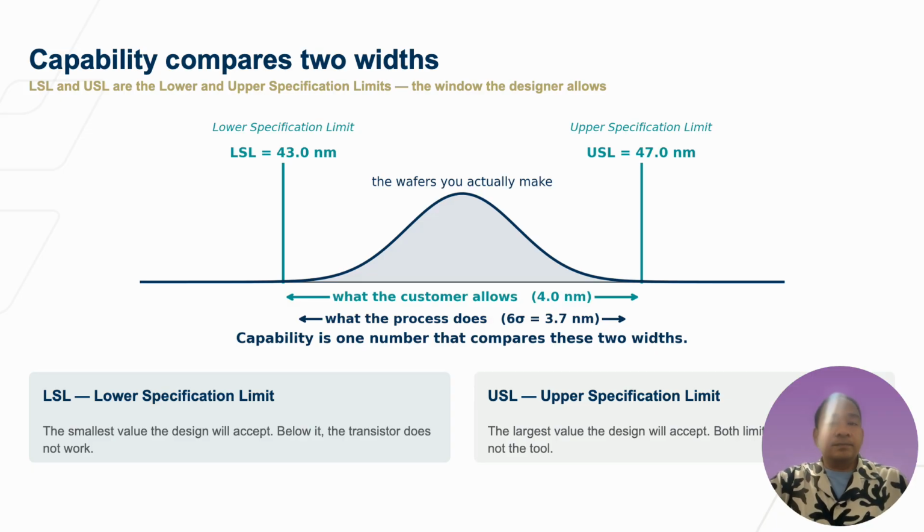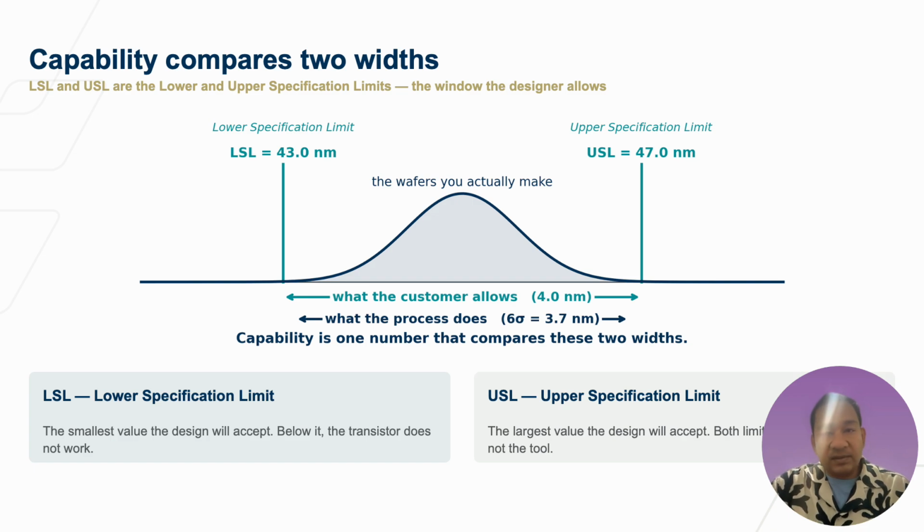Now capability. And I want to start with a picture rather than the index. 2 things are drawn here. The teal lines are the specification limits. LSL, the lower specification limit, USL, the upper specification limit. A designer decided that the gate CD has to land between 43 and 47 nanometers for the transistors to work. That gives a window 4 nanometers wide and it is handed to you.